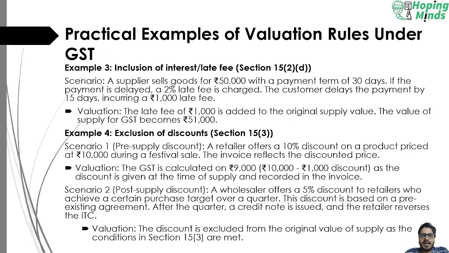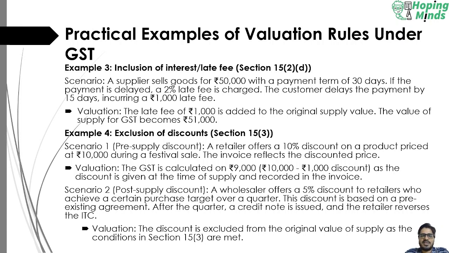Next, inclusion of interest and late fee. A supplier sells goods for rupees 50,000 with a payment term of 30 days. That is, a payment term of 30 days implies interest or penalties or demurrage charges will have to be paid after 30 days. So if the payment is delayed, a 2% late fee is charged. The customer delays the payment by 15 days, incurring a rupees 1,000 late fee.